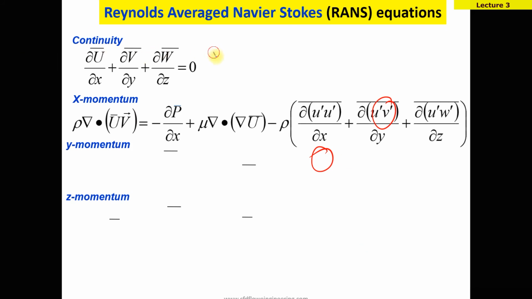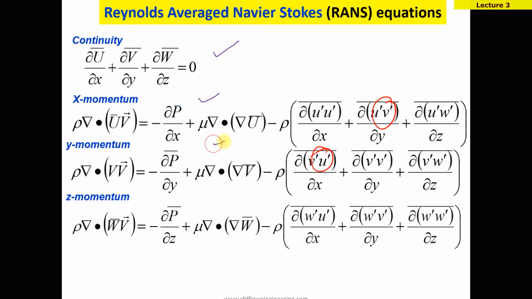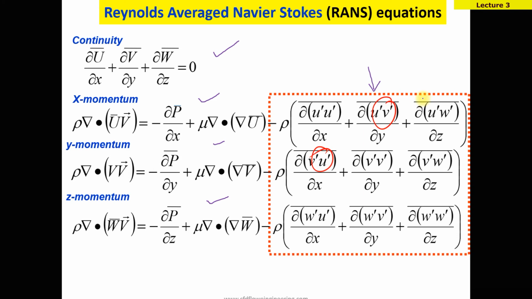In the continuity equation we get this, in x momentum we get this equation, y momentum we get this equation, and this way. And there is an additional term on the right side. This is called the Reynolds stress. These additional 9 components are there in x, y, z. This is called the Reynolds stress.